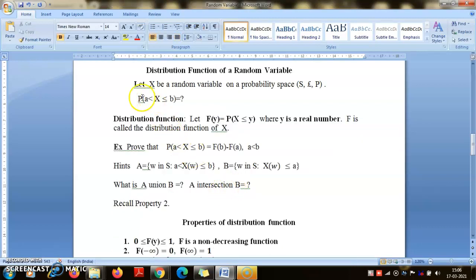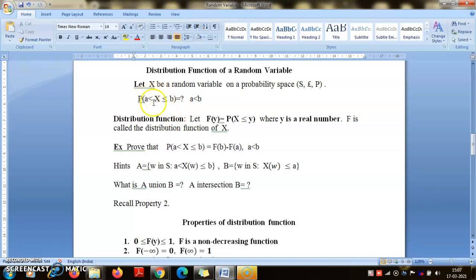So now my goal is very simple: given a random variable, I want to compute the probability that it is between two numbers a and b, where a is less than b. If I am able to compute this probability for each and every a and b, then that is what I will call the probability distribution of X.